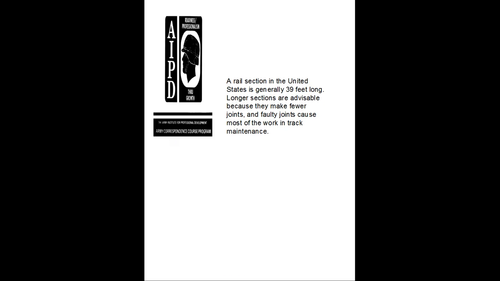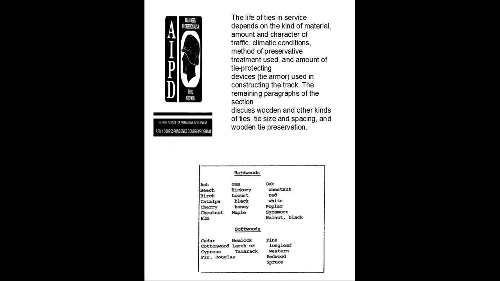A rail section in the United States is generally 39 feet long. A longer section is advisable because there may be fewer joints, and faulty joints cause most of the work in track maintenance.